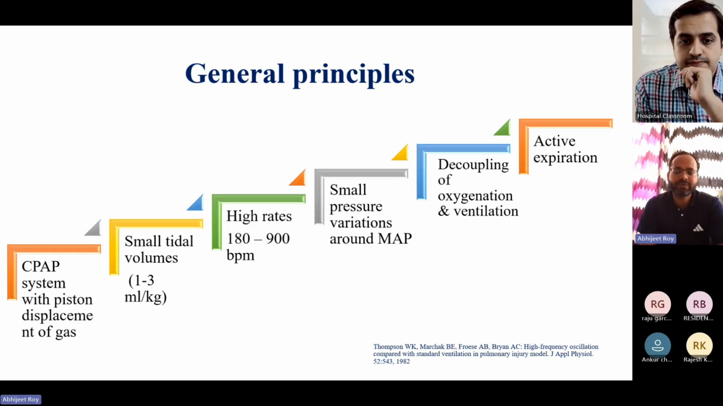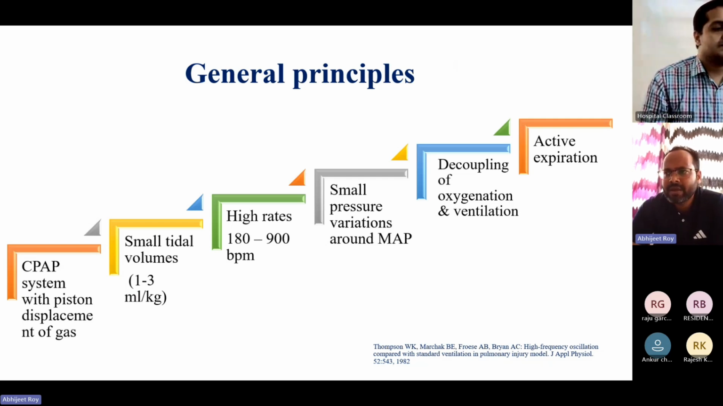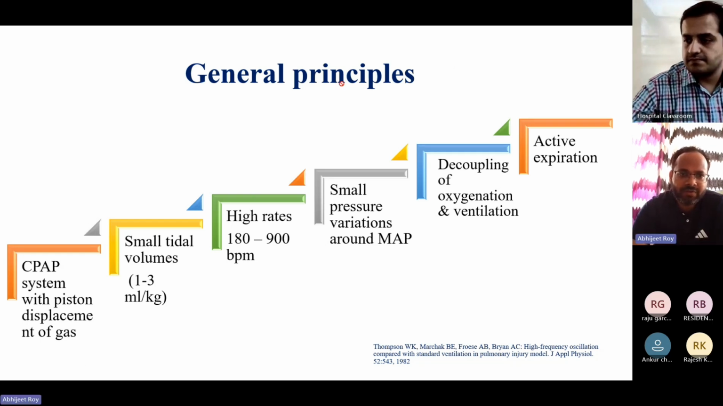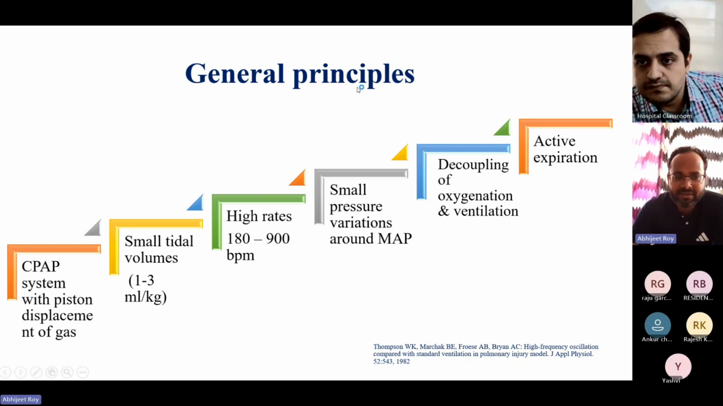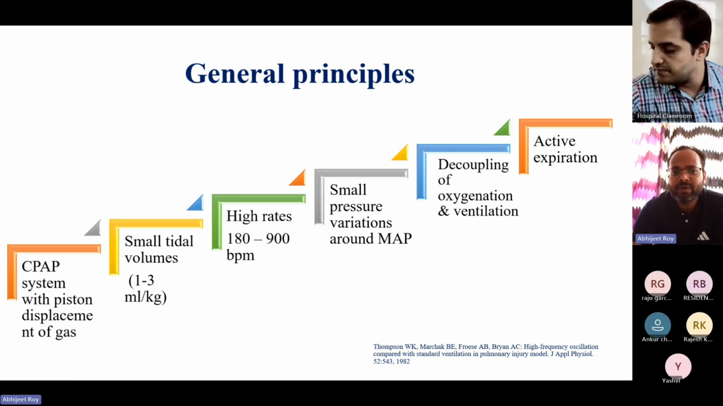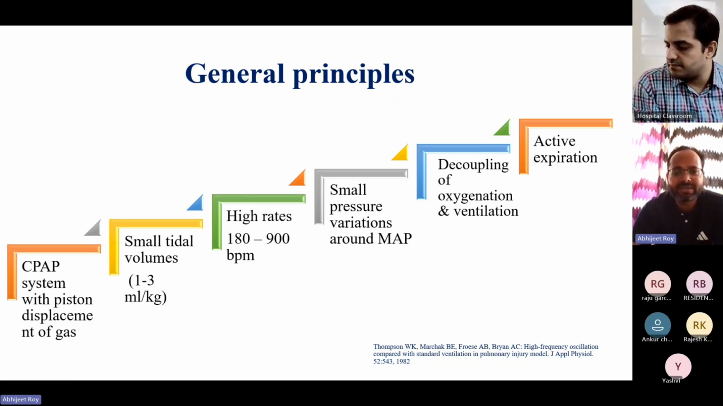So what are the basic principles of high frequency oscillation ventilation? There is a CPAP system with a displacement of the gases, as we already understand. Then the ventilation occurs at small tidal volumes, that is 1 to 3 ml per kg. In conventional ventilation, the ventilation occurs at around 5 to 8 ml per kg, of which roughly 1.5 ml per kg is the dead space. Dead space accounts for both the anatomical dead space as well as the alveolar dead space. But in high frequency oscillation ventilation, we are ventilating the baby at still very small tidal volumes, which can at times be lower than the dead space.